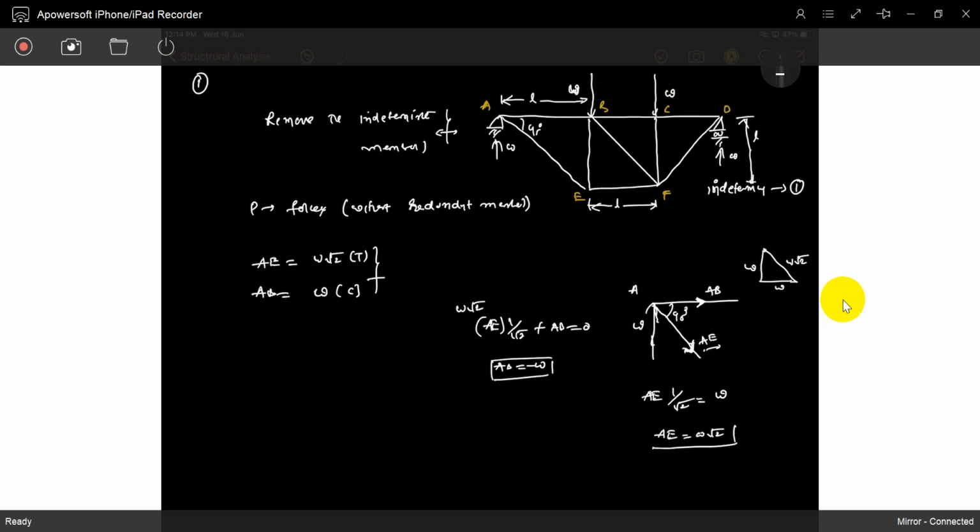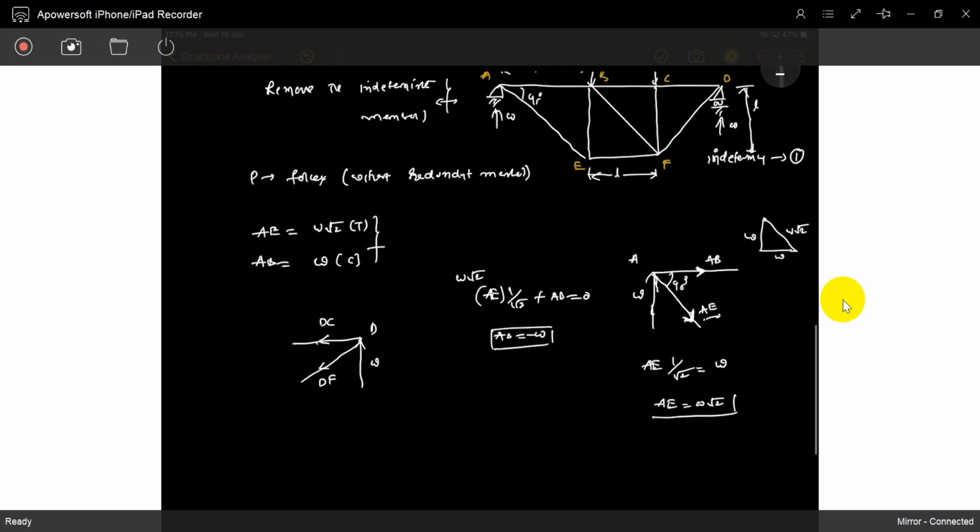Same thing at the D joint. Joint D: this is EC, this is DF, this is also W. No change at all, same thing. DF will come as W root 2 tension. AC will come as W compression. Okay, W compression.